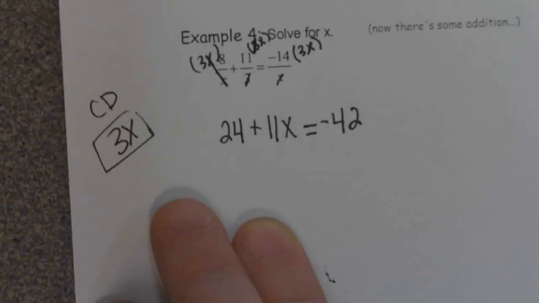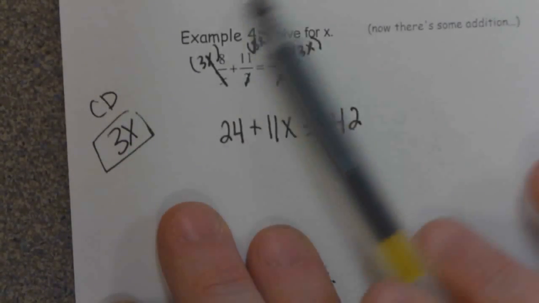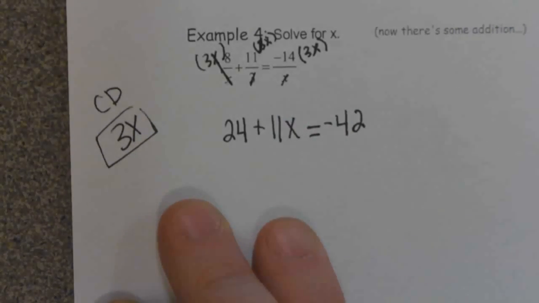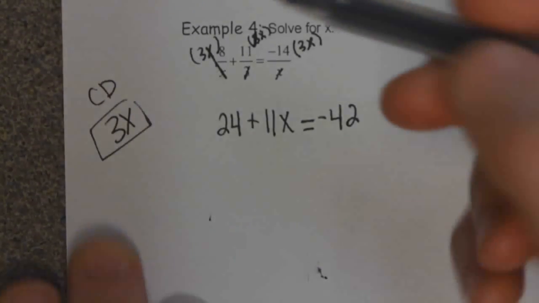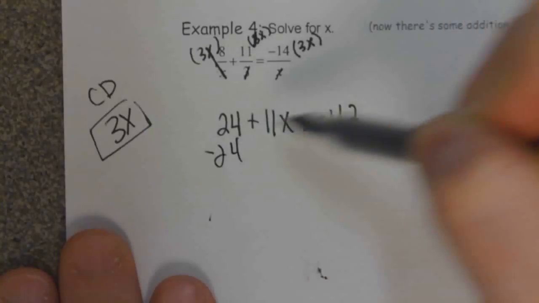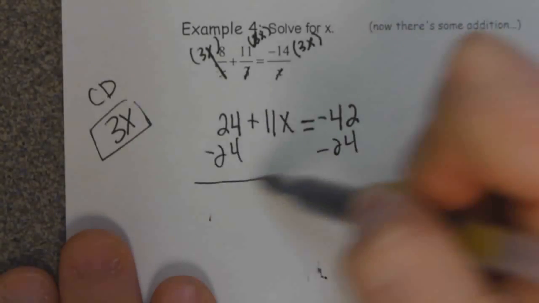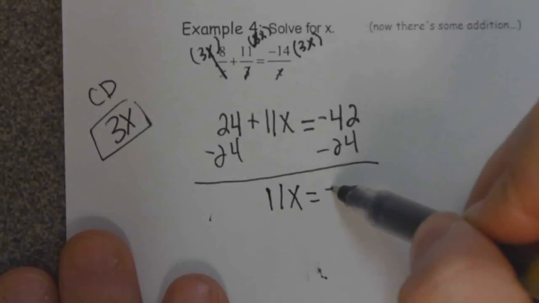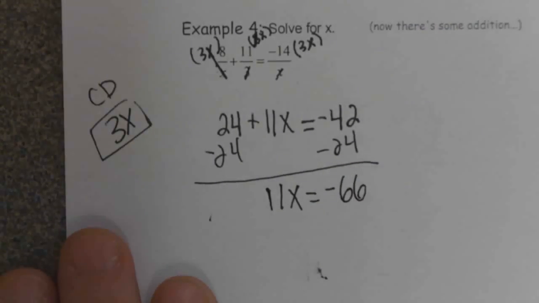Okay? There's really not a better way to explain it than showing you the way that that works right here. But I am, on the next problem, I'm just going to show you how I do it without canceling this stuff because it's the way that I taught you before. But we need to solve this now. So we're going to subtract the 24 over to the other side. And I get 11x equals negative 66.